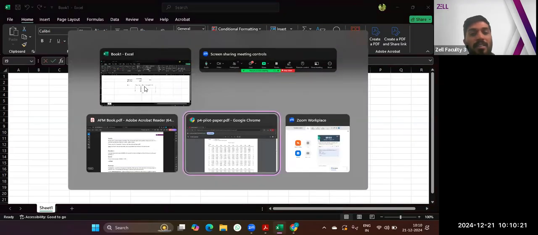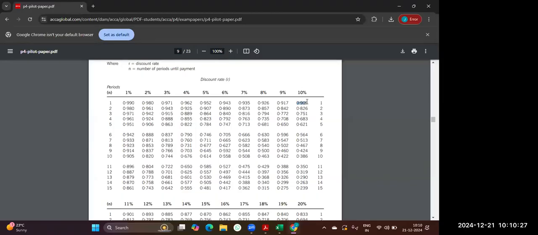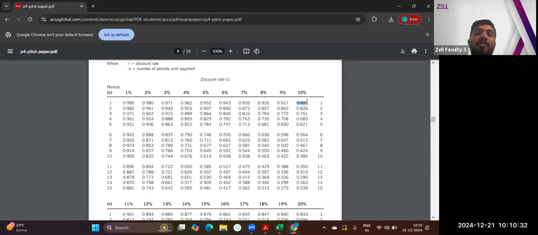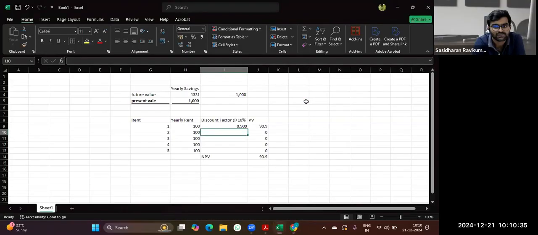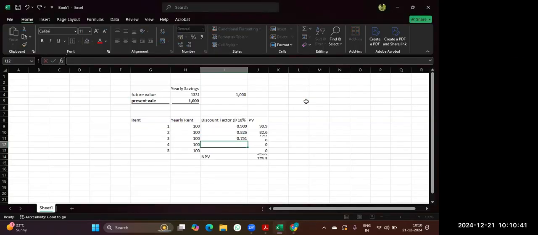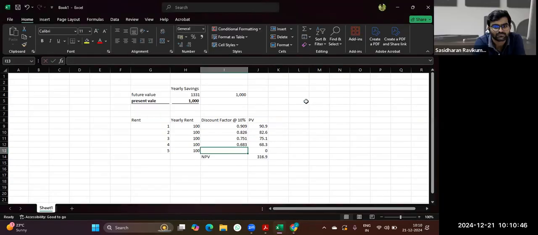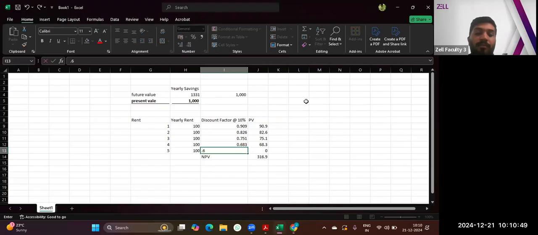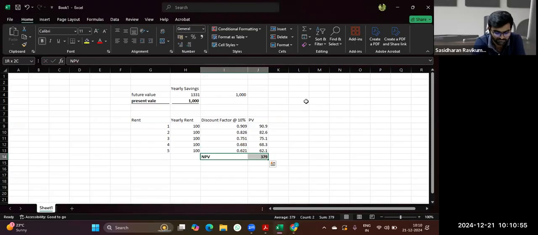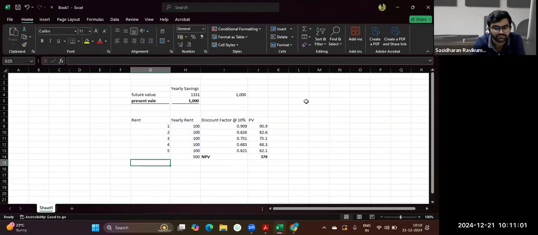Let me now present this table. At 10%, at first year, what is your discount factor? 0.909. At second year, what is your discount factor? 0.826. Third, 0.751. Fourth, 0.683. Then, 0.621. So what is the net present value? 379. And what was your actual total cash flow? 500. Okay.